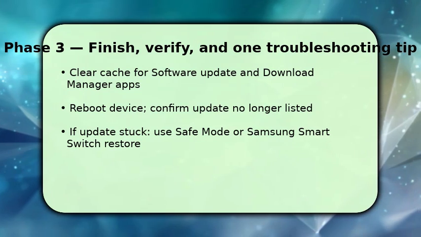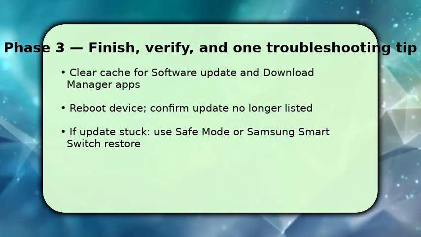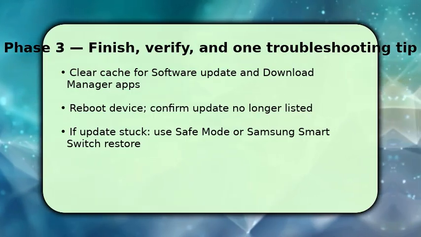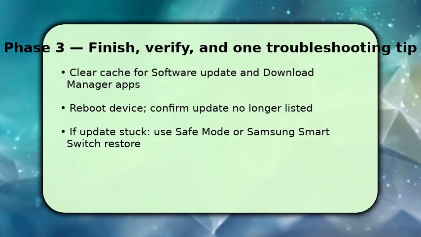After canceling, clear cache and storage for Software Update and Download Manager to remove resume files. This makes the cancellation permanent. Reboot the device and reopen Software Update to confirm no active download or pending install remains.